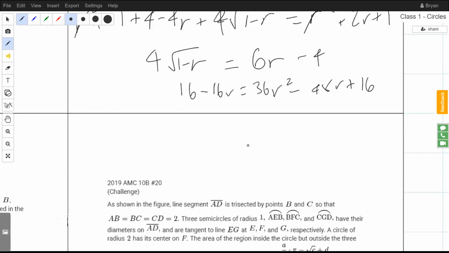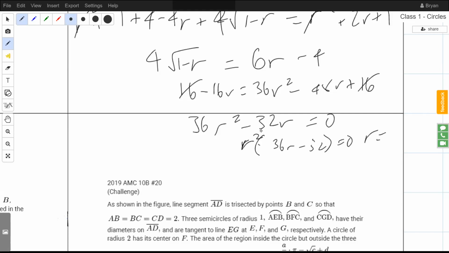Yes, and then you can, because 16 cancels out, and then you just have this equation right here. And then this is basically just a quadratic, except you can factor out r. It is r times 36r minus 32. So we have r equals 8/9 as our answer. But this is just algebra bashing.